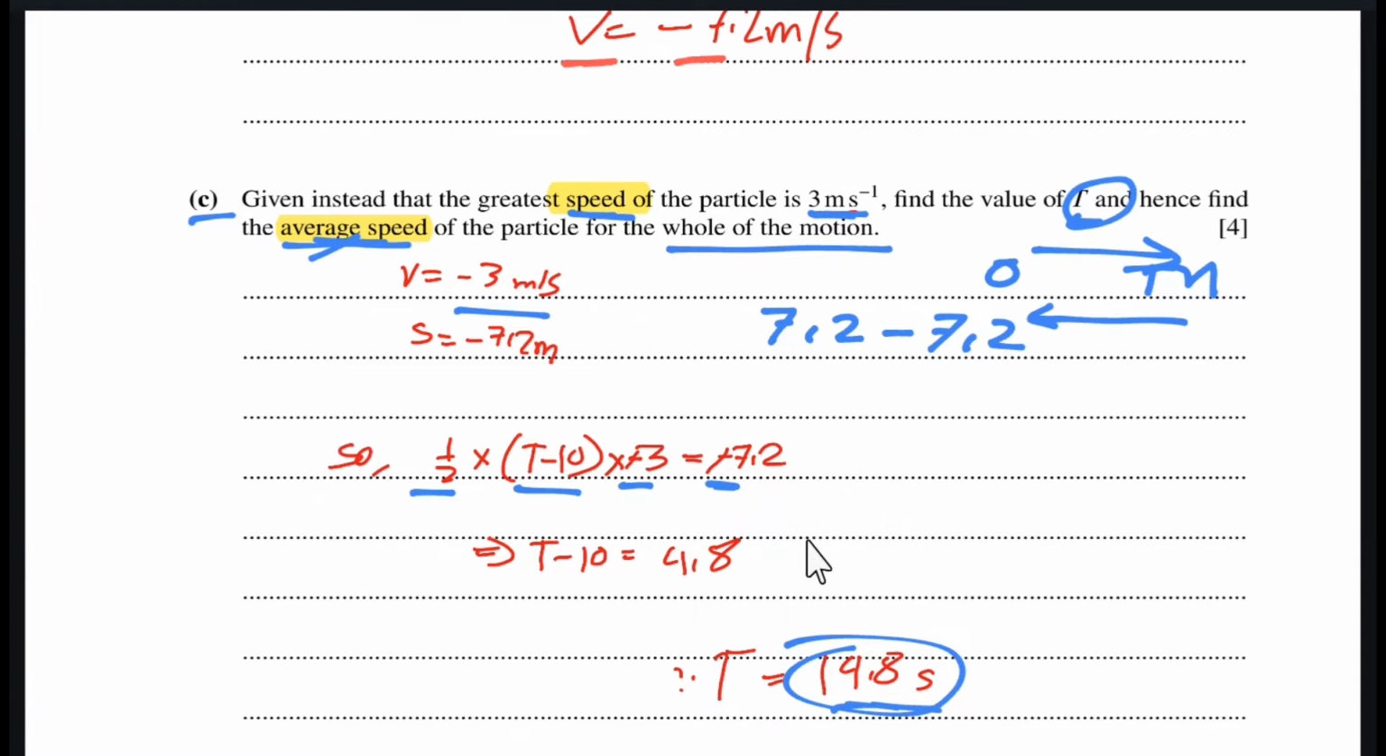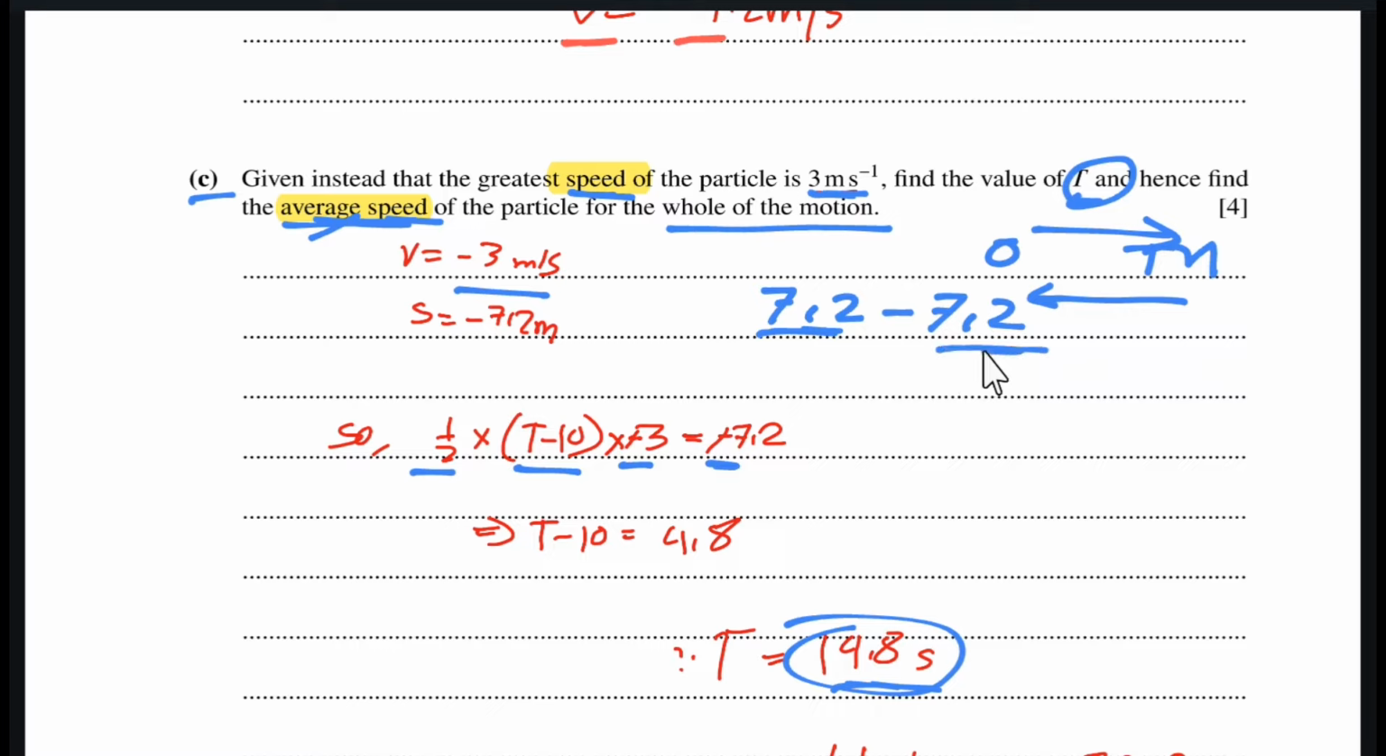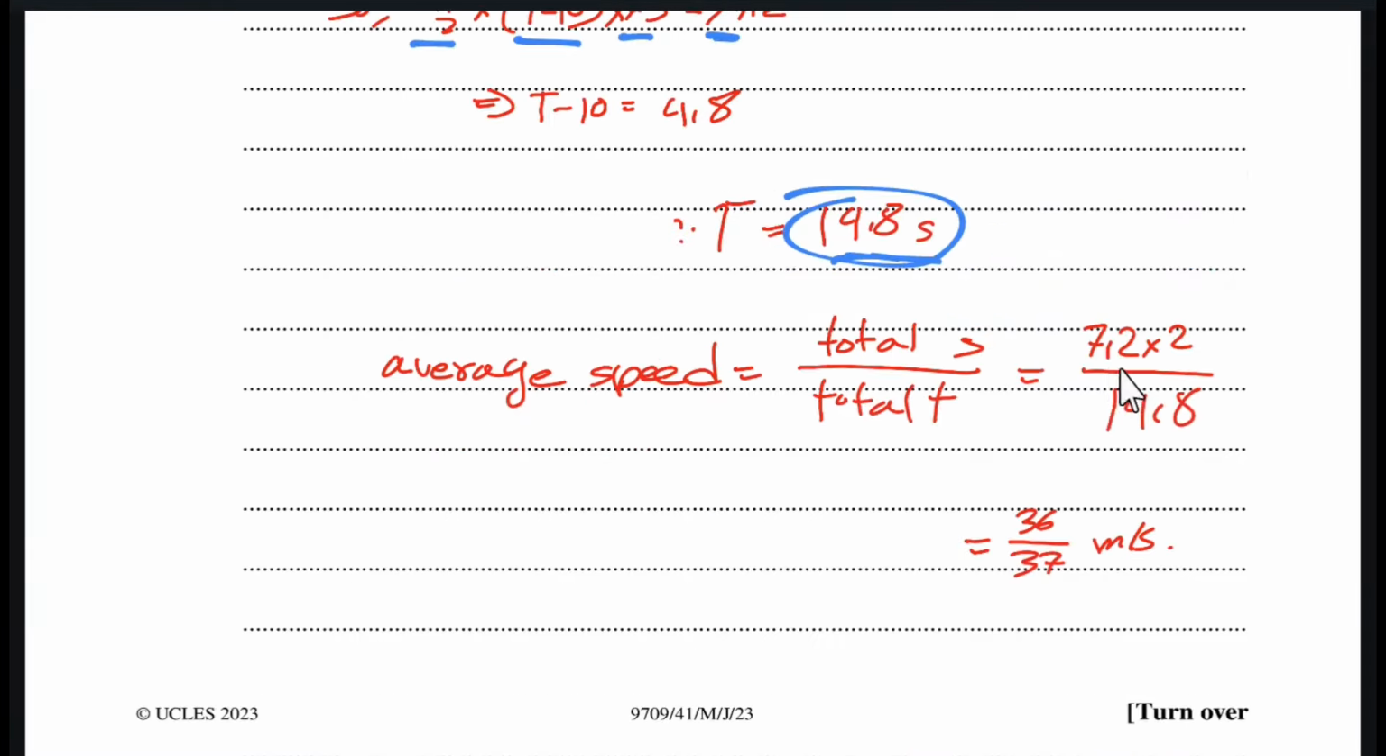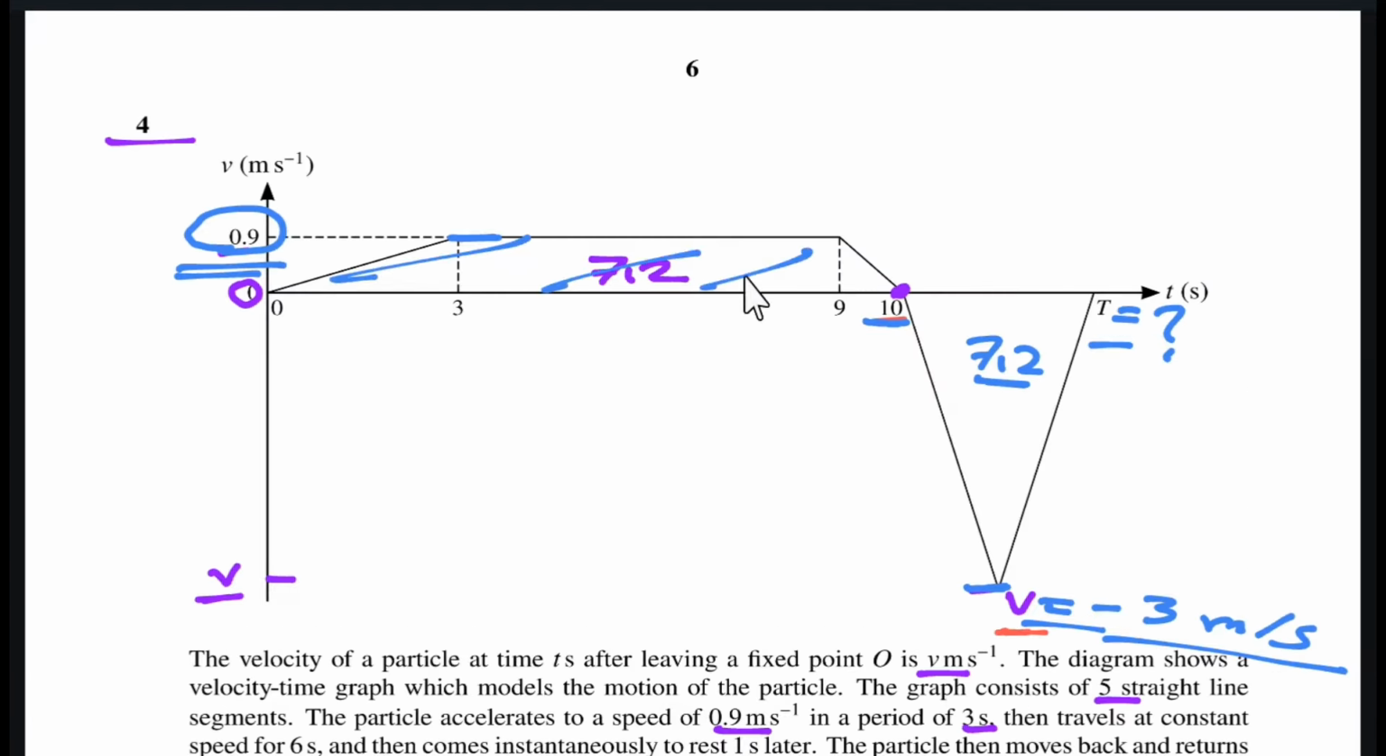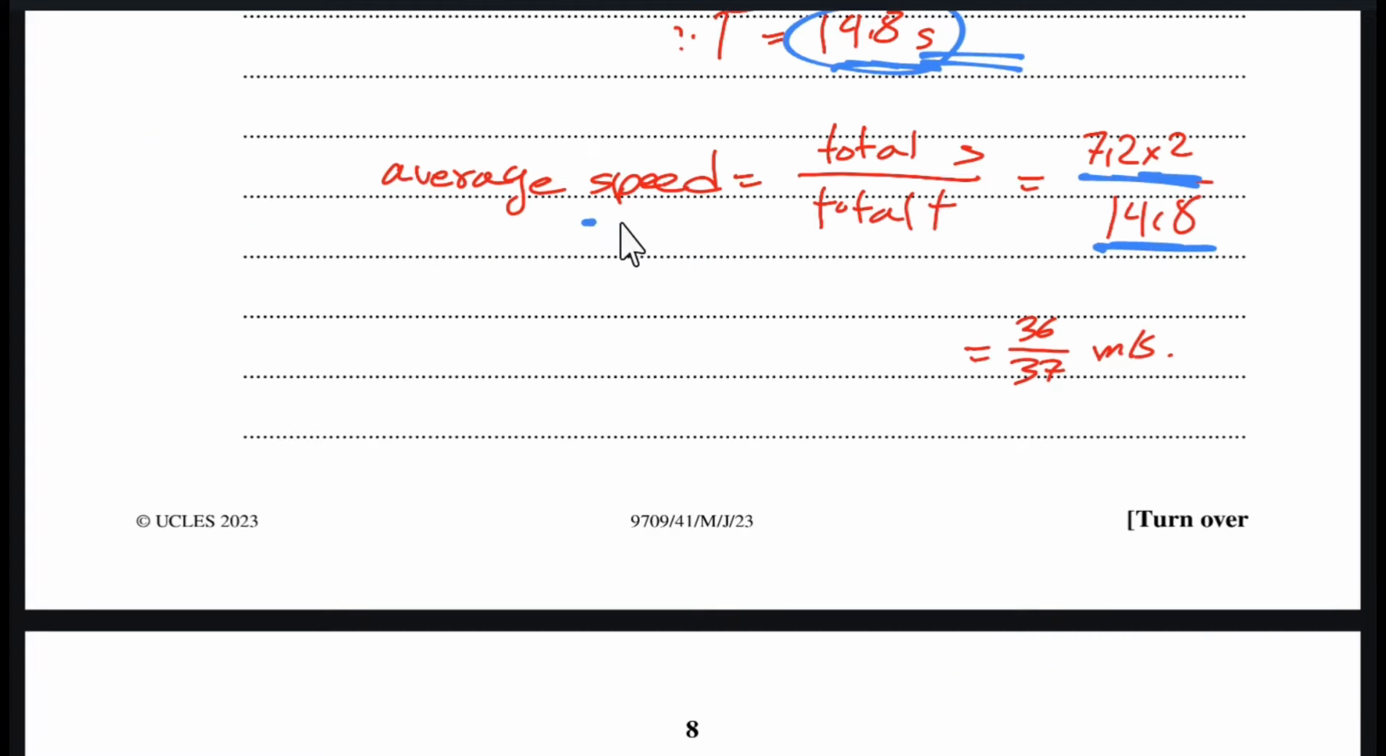So we know that from O to a certain point, the distance is 7.2 and again returns to O, so the distance is 7.2. So in total, the distance comes to be 7.2 plus 7.2, or 7.2 into 2, and the total time taken would be the total value of t, that is 14.8. Since t is the total time, that is this total time. After calculating, we get the average speed as 36 by 37 meter per second.